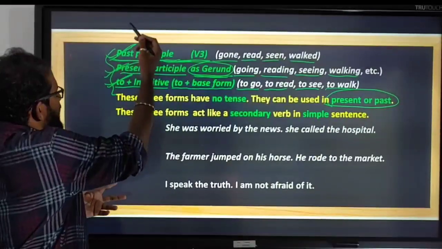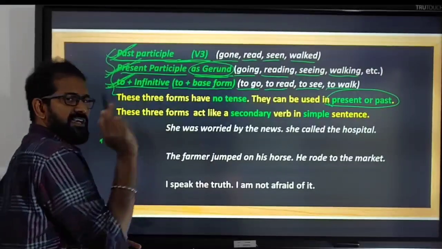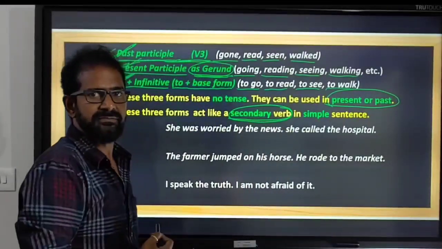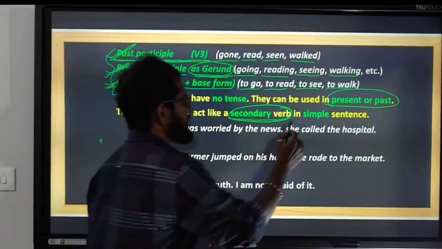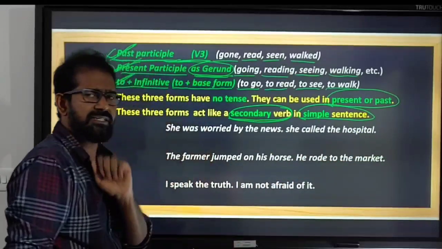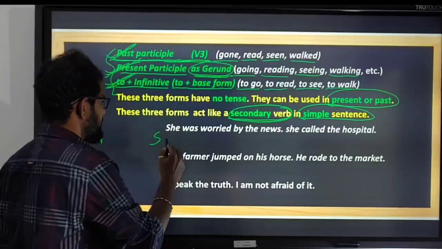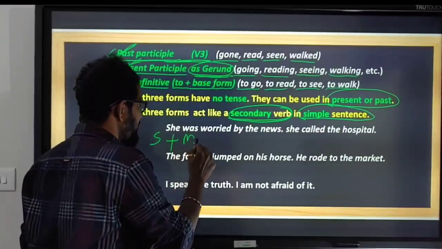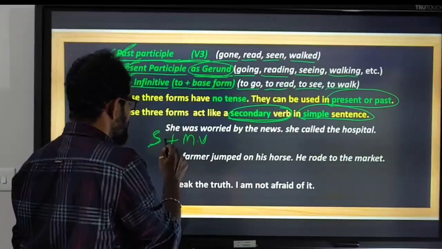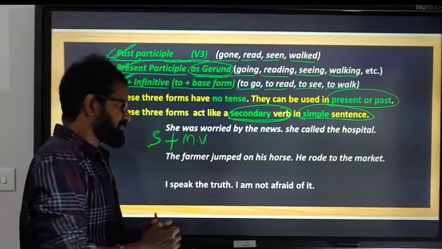So when do we use past participle, present participle, to infinitive? These three forms act like a secondary verb in a simple sentence. Now, what is a simple sentence? A simple sentence should have a single subject and one main verb. Only one main verb is supposed to be there.